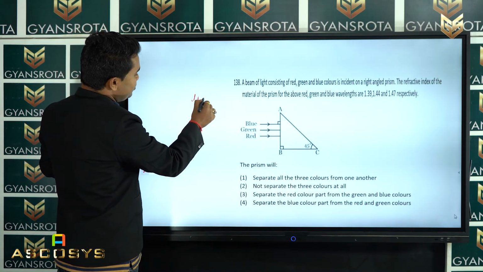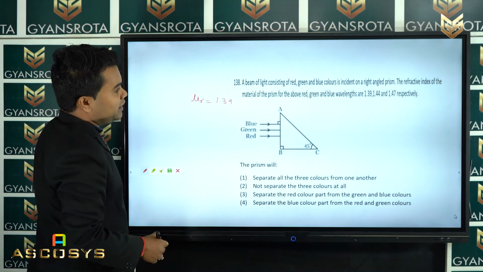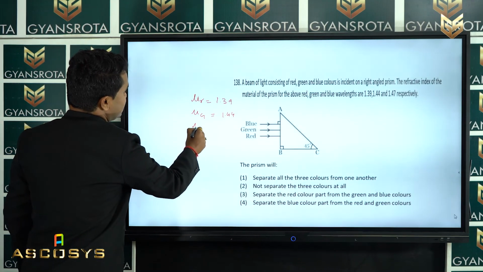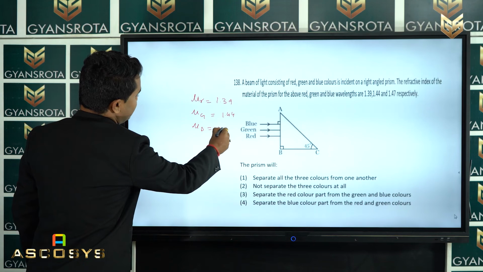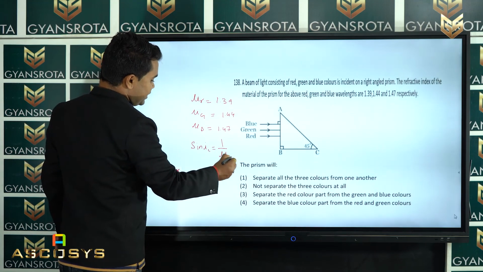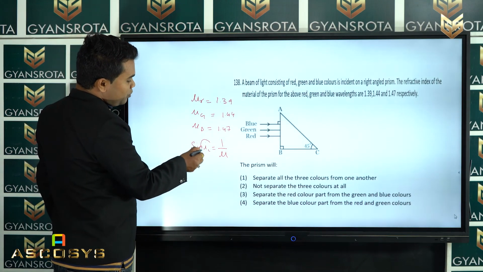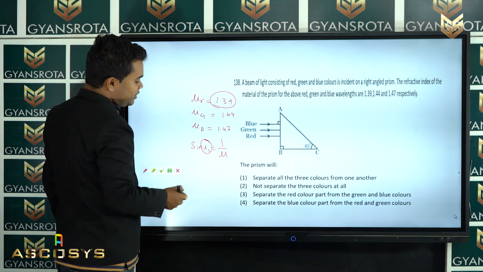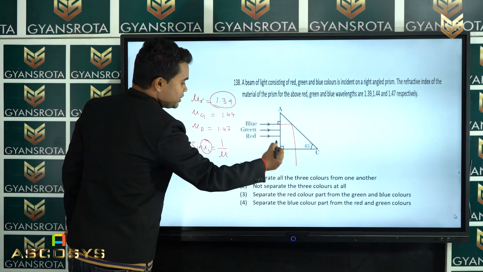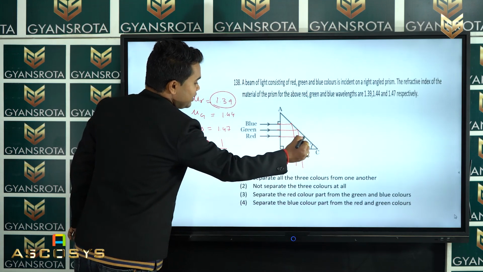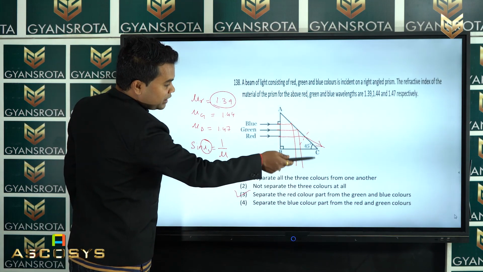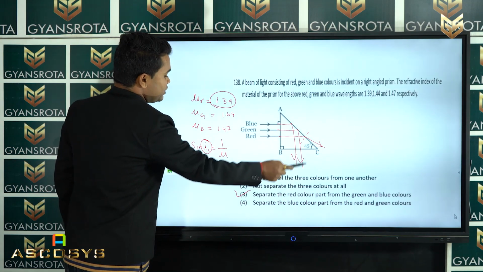The refractive index of red color is given as 1.39, of green color 1.44, and of blue color 1.47. You have to use one formula: sine of critical angle is equal to 1 by refractive index. So the critical angle will be more for which color? It will be more for red. So red color will not undergo total internal reflection. The other two, green and blue, will undergo total internal reflection, and red after striking will pass through. So what will be the correct option? Option number 3: separate the red color part from the green and blue color. So option 3 is the correct answer.